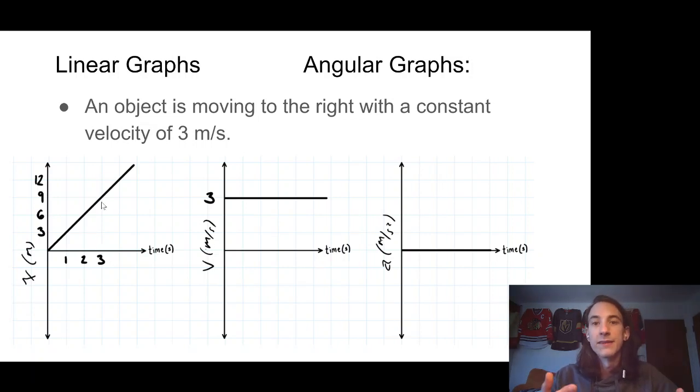And then we said, well, we have this constant velocity, so we have this constant line at 3 meters per second throughout time. And if our velocity is constant, then we have 0 acceleration because our velocity is not changing.